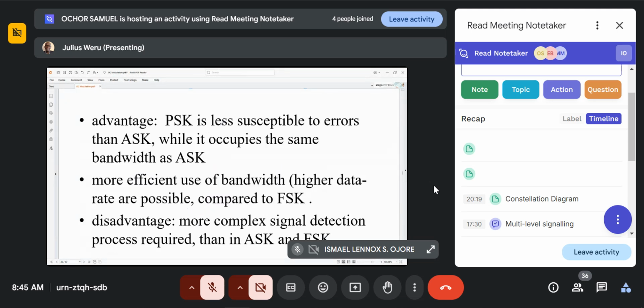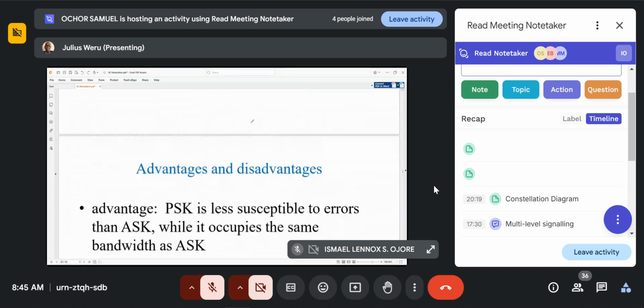Advantages: of course, PSK is less susceptible to errors than ASK, while it occupies the same bandwidth as ASK. Remember, you're only using one waveform and frequency. It is a more efficient use of bandwidth, and a higher data rate is possible compared to FSK. This higher data rate is possible because you can use the same carrier, same frequency, and only change the phases. You can do it, but with FSK it also means you need more bandwidth in terms of frequencies.